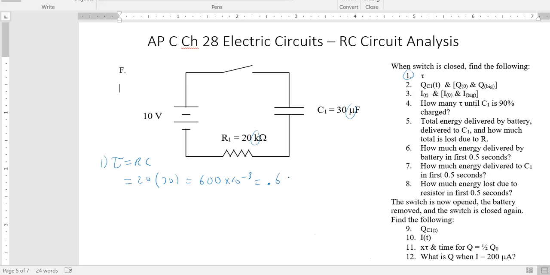And it is a time constant, so it is actually in seconds. If you want to know why it becomes seconds, see me before or after school, and I would be very happy to show you why an ohm times a farad becomes a second, but it does.